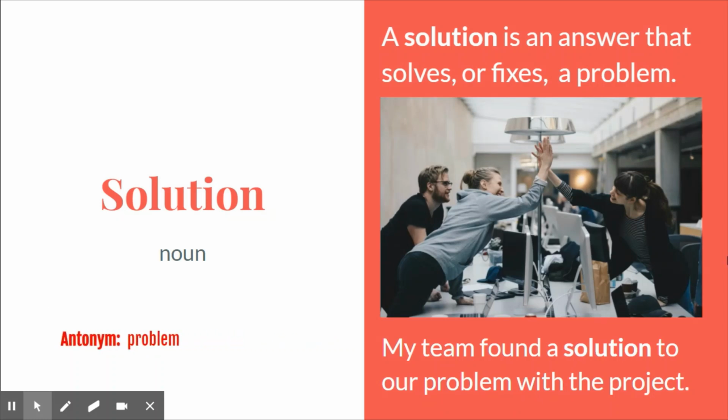An antonym to the word solution is problem. Remember that antonyms are the opposite. So the opposite to solution is problem. And here we have it.